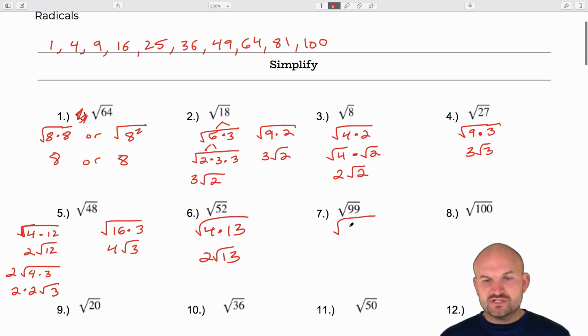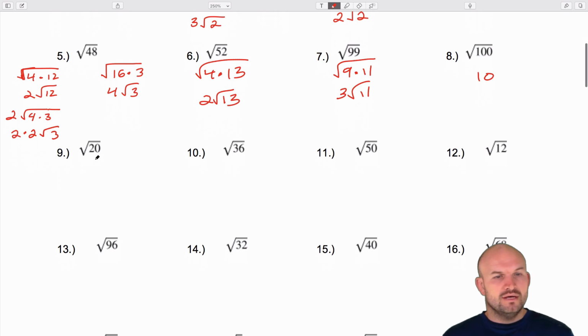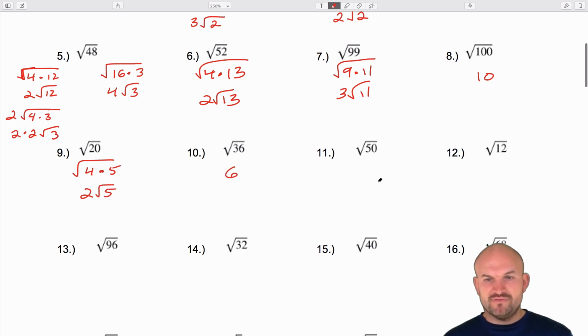99, that kind of screams out to me 9 times 11, right? And that'd be 3 square root of 11. 100 is obviously a square number, so that's going to be 10. That's rather easy. Square root of 20, I can break down into 4 times 5, so that'd be 2 square root of 5. 36 is a square number. We love that.